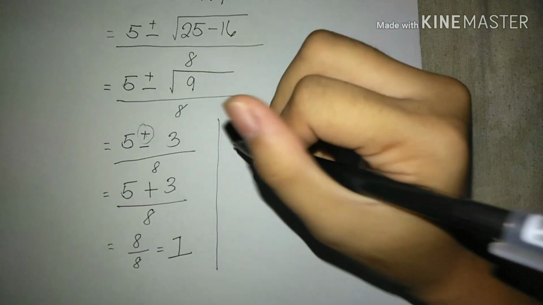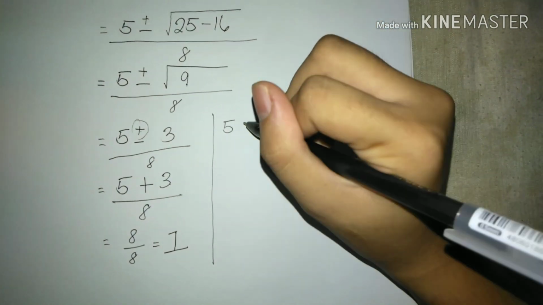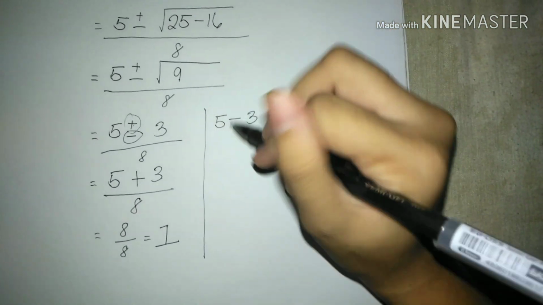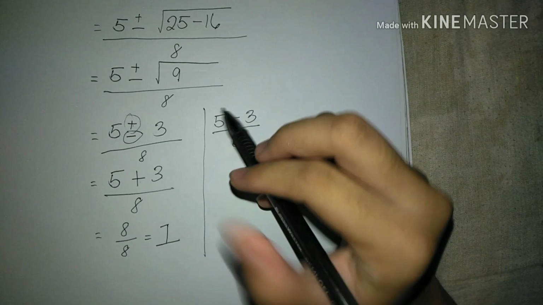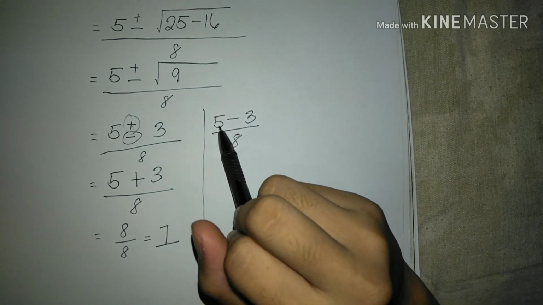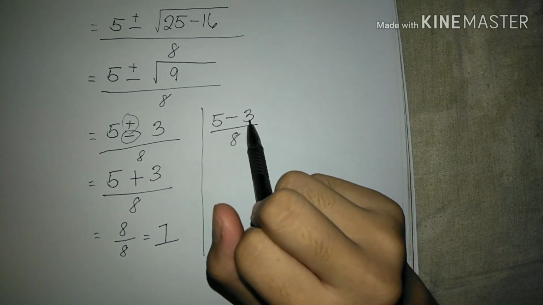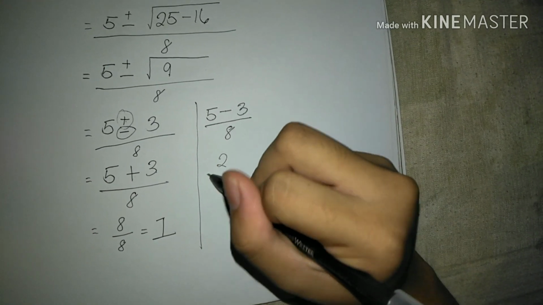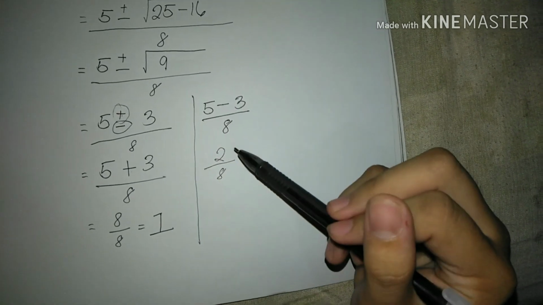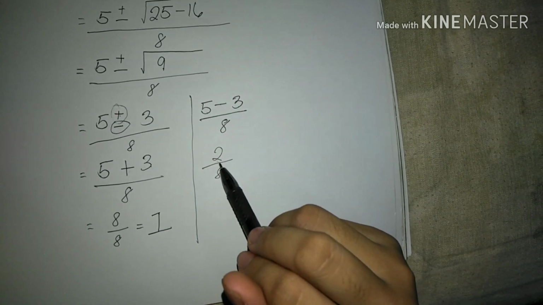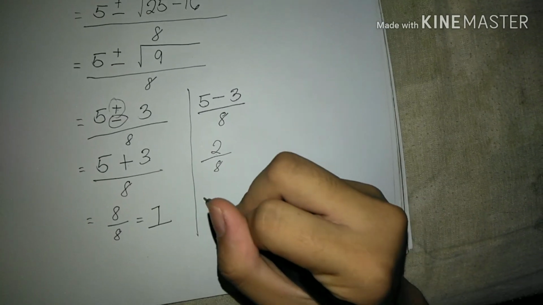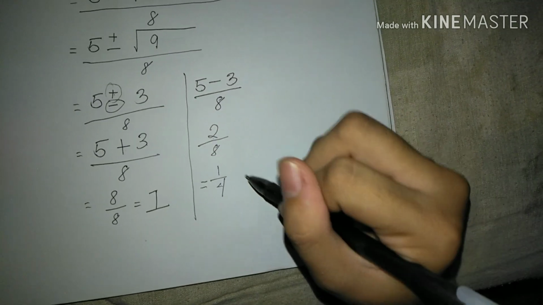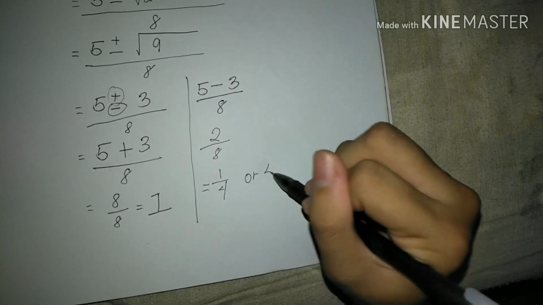Next. Positive 5 minus 3 over 8. 5 minus 3 is equal to positive 2 over 8. Then, divide it by 2, it is equal to 1 over 4.